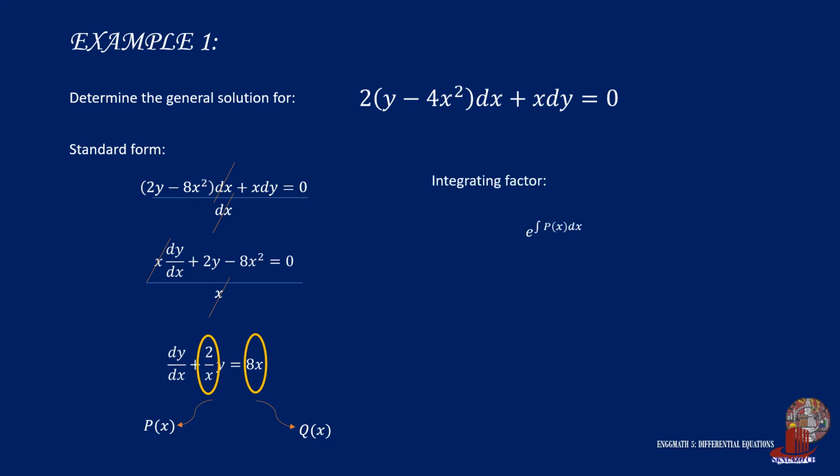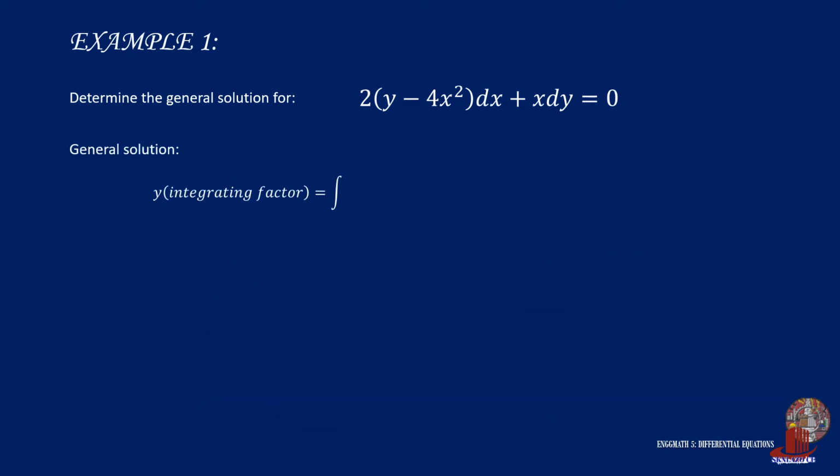An important part of the general solution is the integrating factor, which is solved as e raised to the integral of p dx. Replace p with 2 all over x as identified previously, and move on by extracting the constant 2 out of the integrand. Next is to take the integral of dx all over x, which is the natural logarithm of x. Then, using laws of logarithm, manipulate 2 ln x as ln of x squared. Then remember that e raised to ln can actually cancel out, giving us the integrating factor as simply x squared.